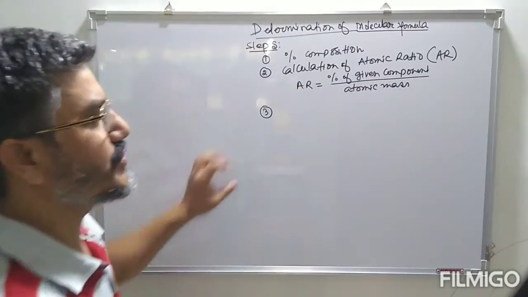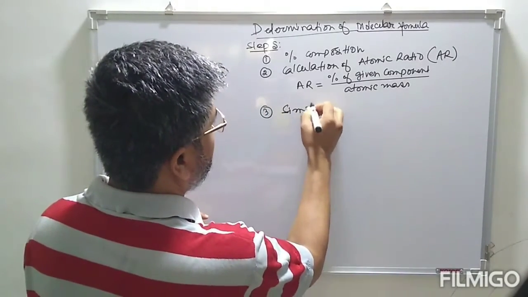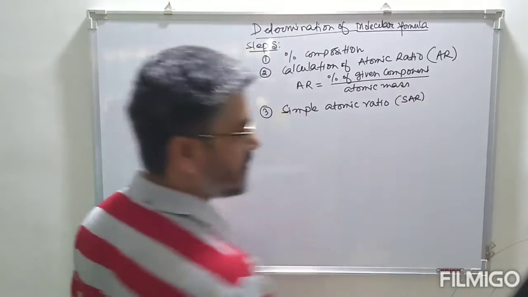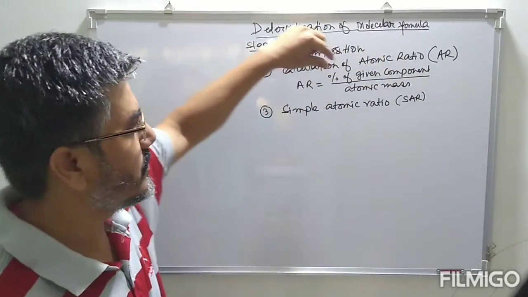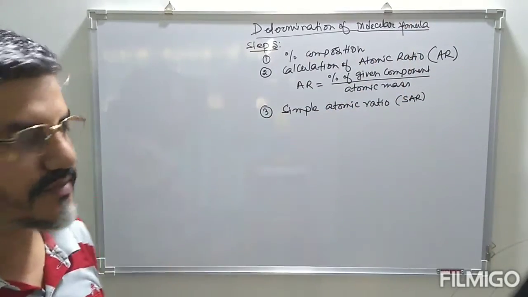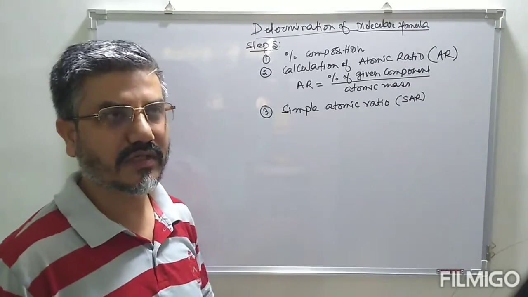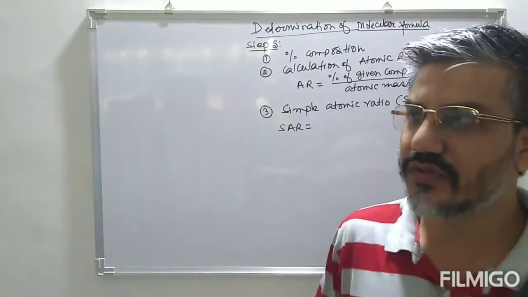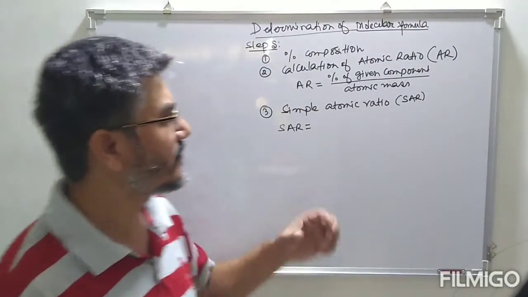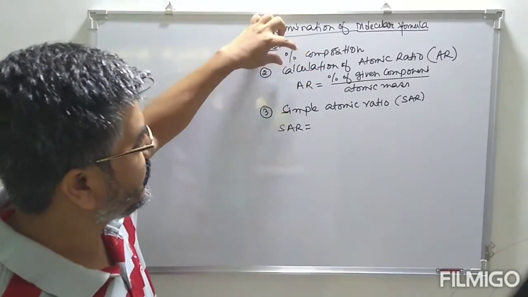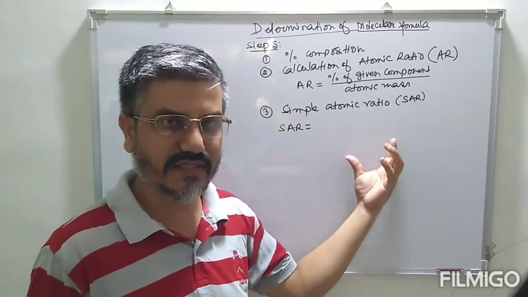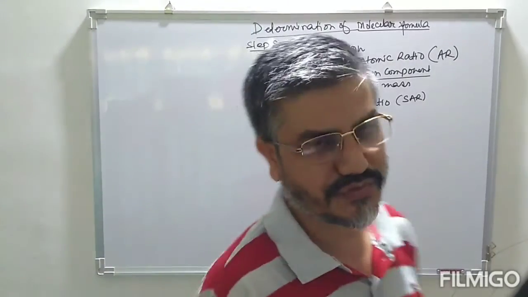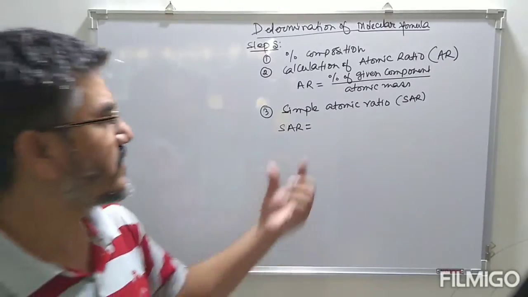Once we define this atomic ratio, we have to find the simple atomic ratio, SAR. So the second step is to find the atomic ratio by dividing the percentage of the given component by its gram atomic mass. The next step is to find the simple atomic ratio. Simple atomic ratio is defined by dividing the atomic ratios from step 2 of all the given components by the least value of the atomic ratios.